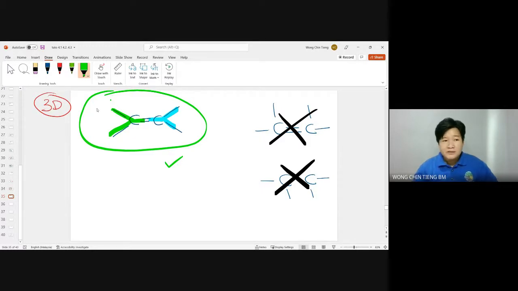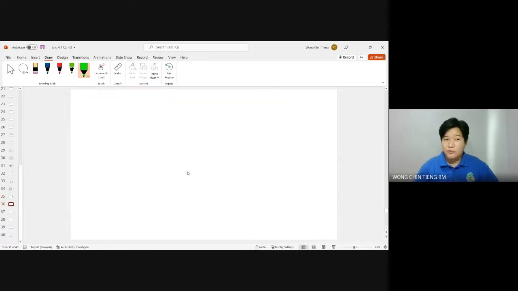So, cara kita nak jawab, bagi contoh satulah, a very quick example. Let's say I have a CH3, CH, double bond CH, CH2, CH3. One example and a tough one. Can we move on? Okay.